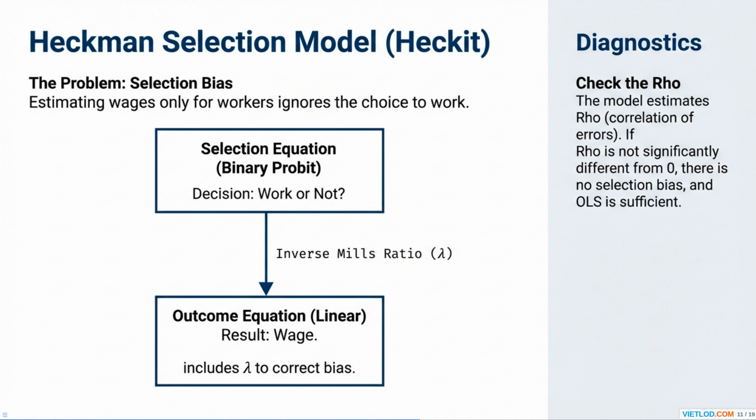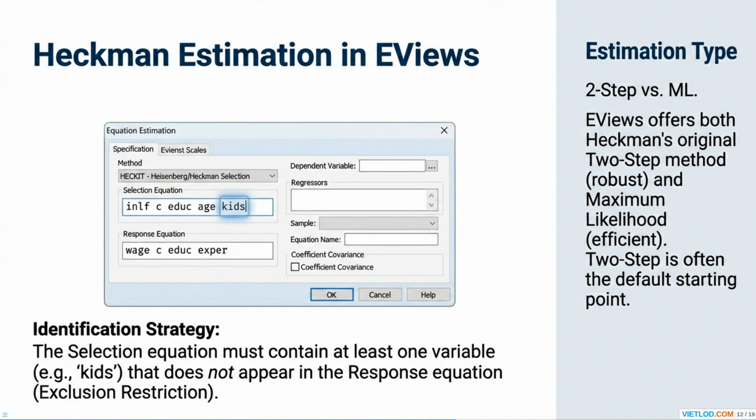The Heckman model tackles this in two stages. First, a selection equation, typically a binary Probit model, predicts the probability of an individual being in the observed sample, for instance, the decision to work. From this first stage, we derive a correction factor known as the inverse Mills ratio, denoted by lambda. This lambda term mathematically captures the influence of the selection process. In the second stage, we estimate our main outcome equation, such as a linear wage model, but we include the calculated inverse Mills ratio as an additional regressor. This inclusion corrects for the inherent selection bias.